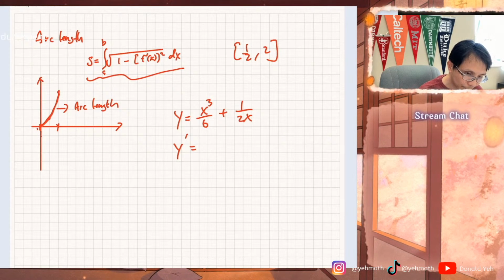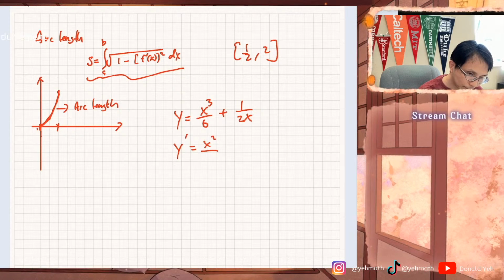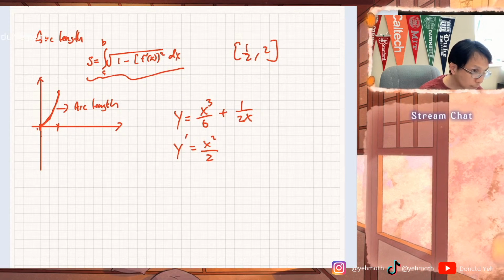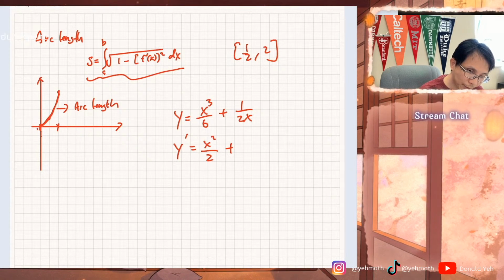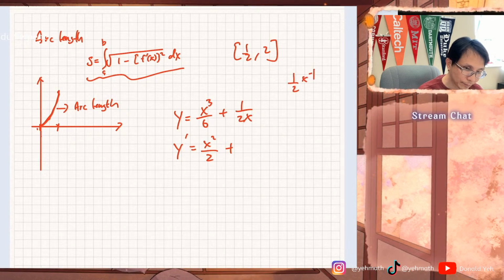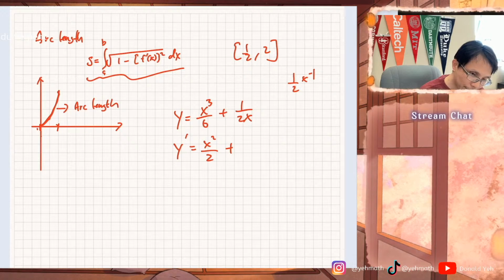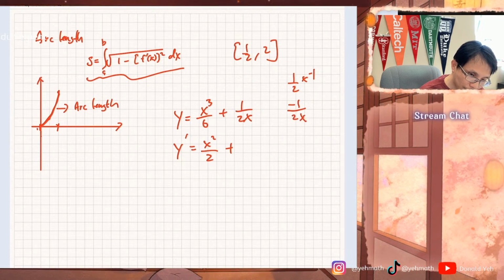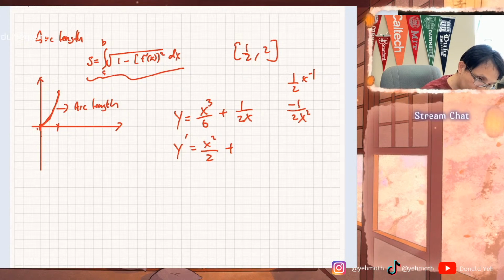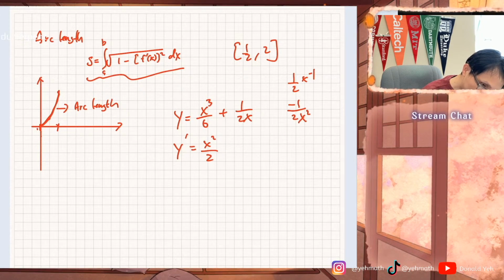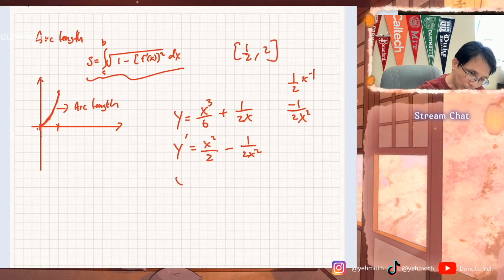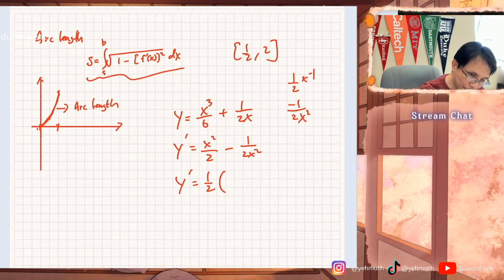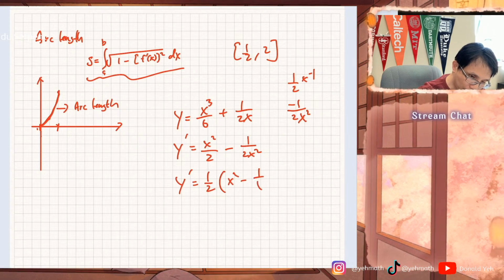So what's going to be? X squared over what? 2? And what's the derivative of 1 over 2x? So 1 over 2 x to the negative 1. So if I take a derivative of this, it's going to be what? Negative 1 to x squared. So this one is going to be negative 1 over 2x squared. That feels like you can simplify it. We can factor out 1/2 to make life easier. So it'll be x squared minus 1 over x squared.